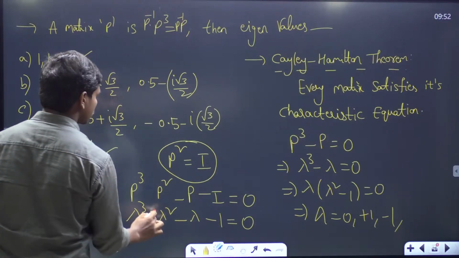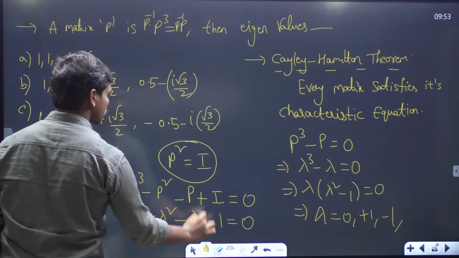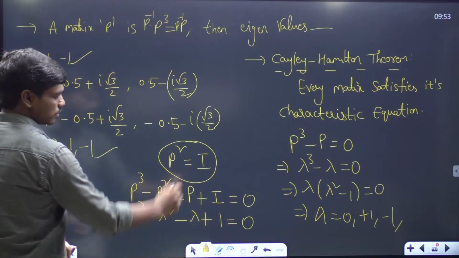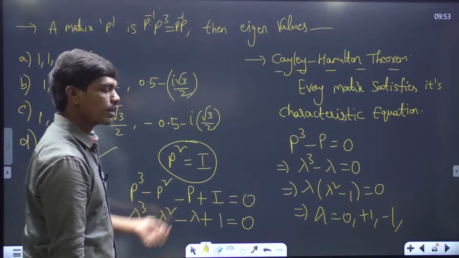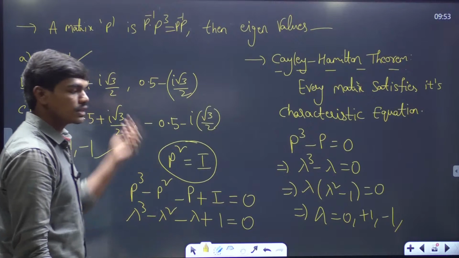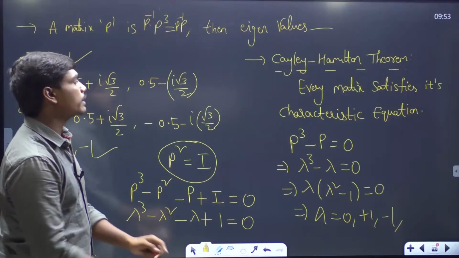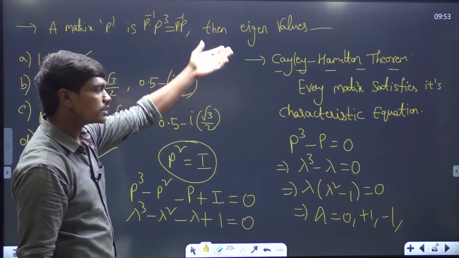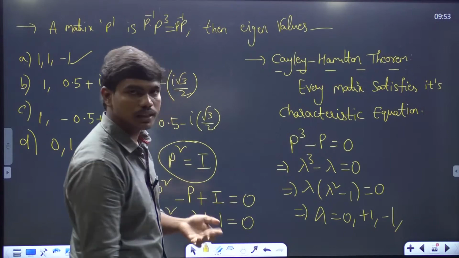If you put minus signs here, better. Minus p square plus I gets cancelled, so this is 1. So the roots of this equation are 1, minus 1 and 1 again, 1, 1, minus 1 basically. So there are multiple options for this question, which is the same thing that I told you yesterday. It might have been given in the question that P is a singular matrix. If P is singular, then definitely 0 will be one eigenvalue and 0, 1, minus 1 would be the answer.